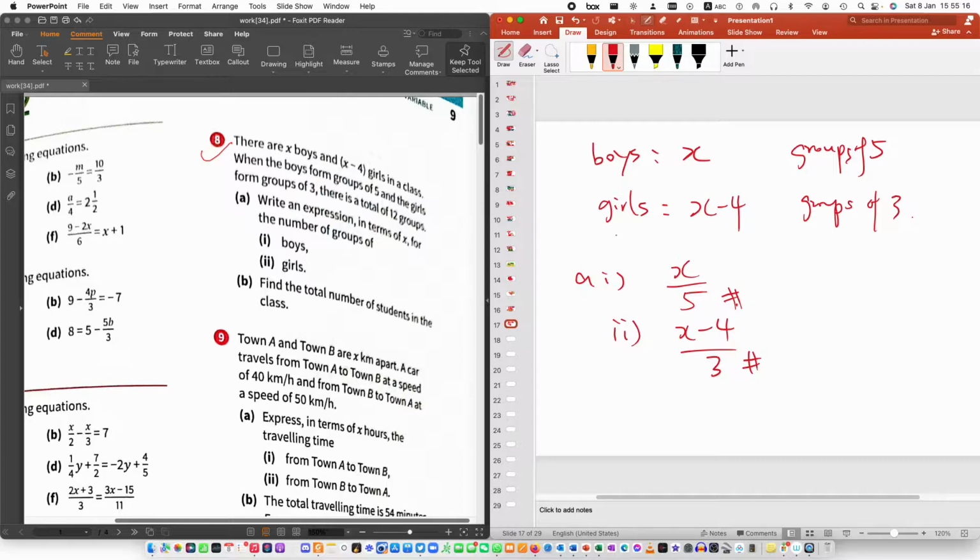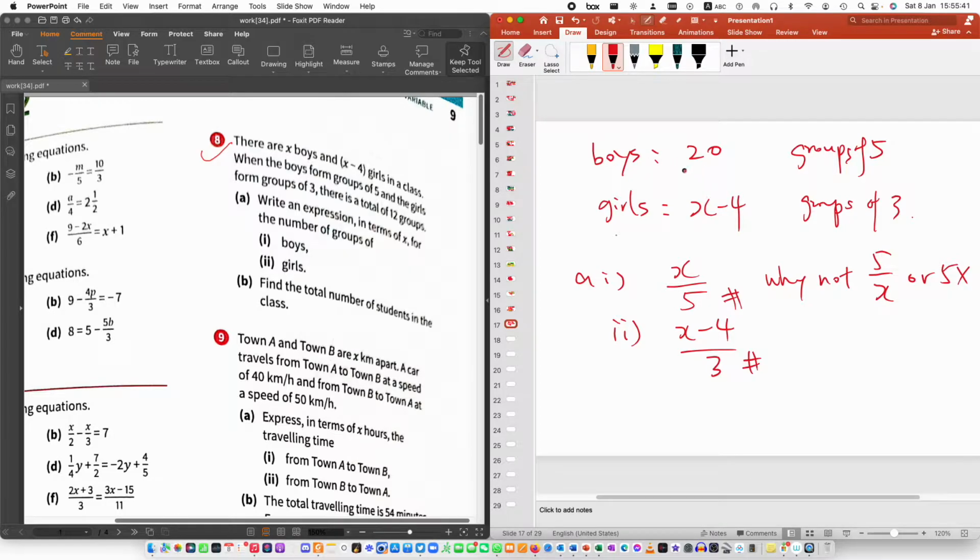Now, basically, it's either x over 5 or 5 over x. Okay, so let me tell you why not 5 over x, that can be an answer. Why not 5x? Why x over 5? What if I change x to 20?